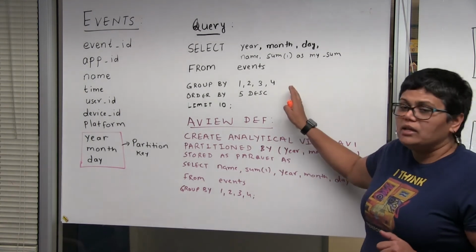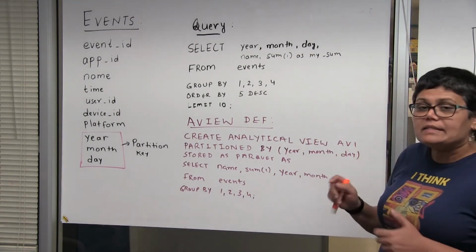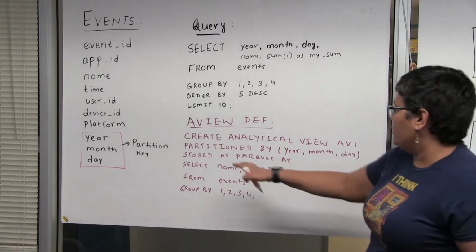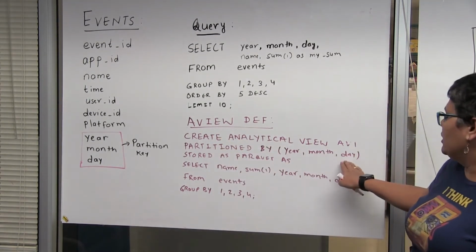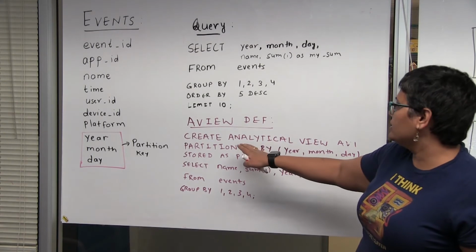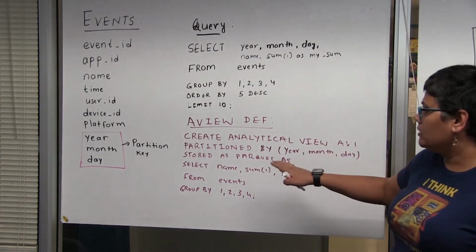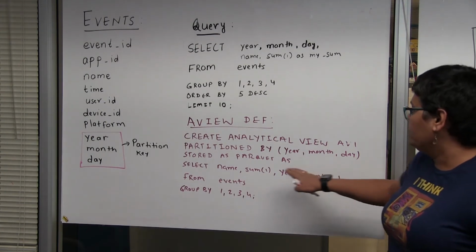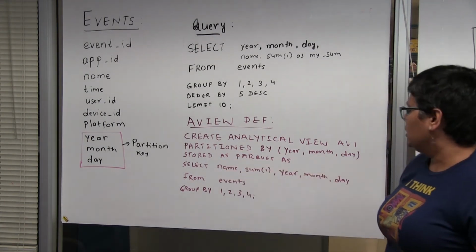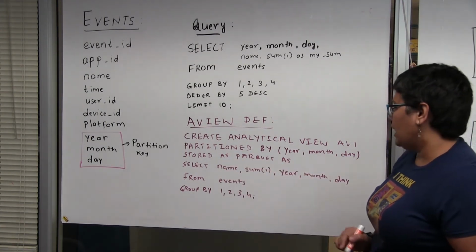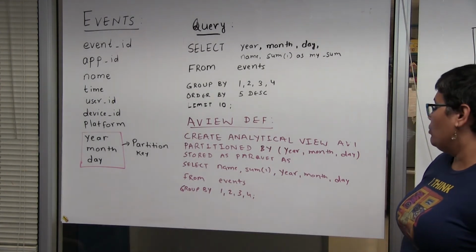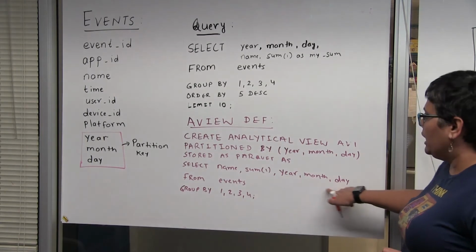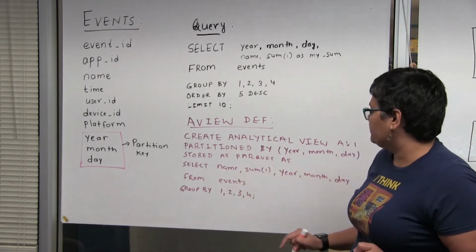So just by looking at this query, we would say, let's create an analytical view that would look like this. The first part of the definition essentially has clauses that say, create this analytical view, have it be partitioned on year, month, and day columns, and store it in Parquet format. And here is the real definition of the analytical view that says, well, I want the event count for each day and for each event name, right?